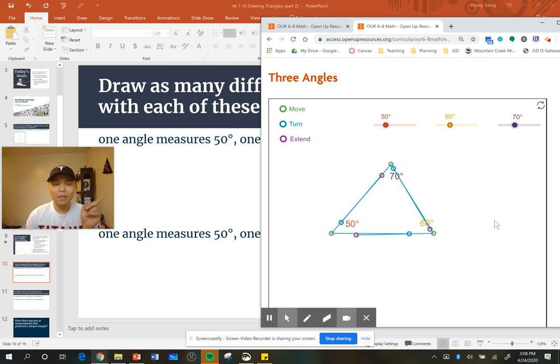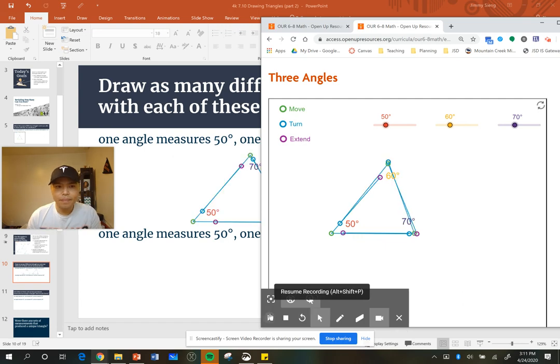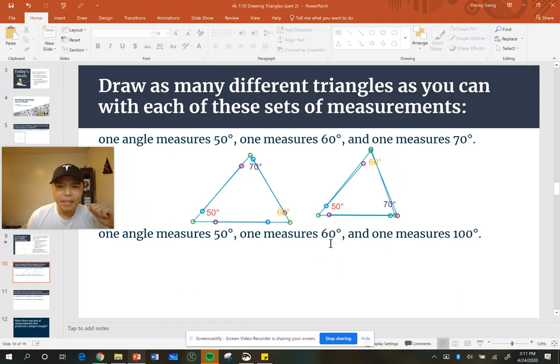I just made one right over here. And go ahead and use this to turn. You could extend these and all that, okay? All right, back to it. So I made 2 triangles using these 3 measurements and moving it around. Those are only 2 triangles you can make out of it.